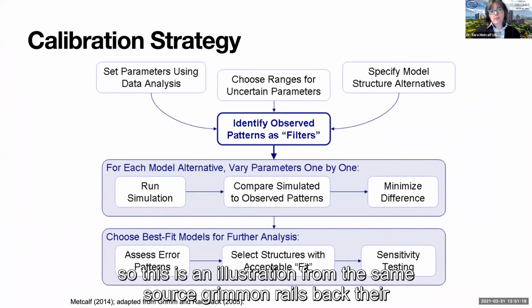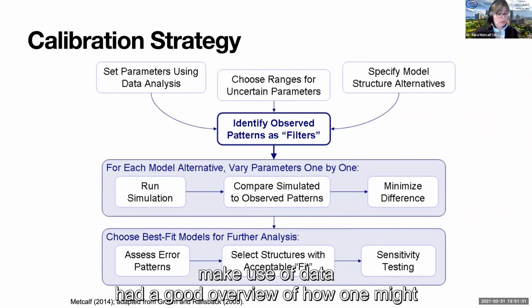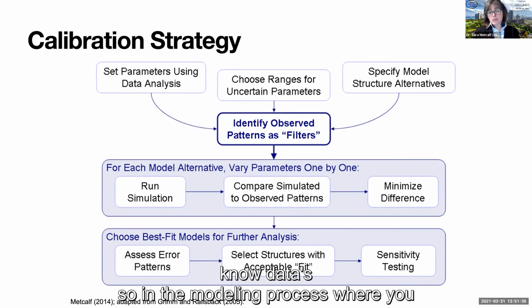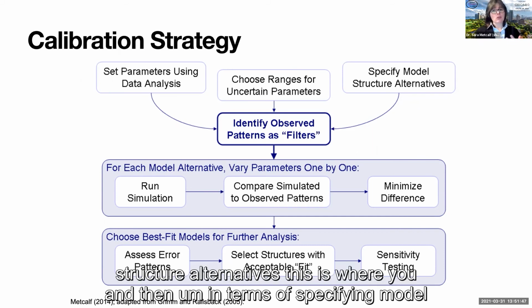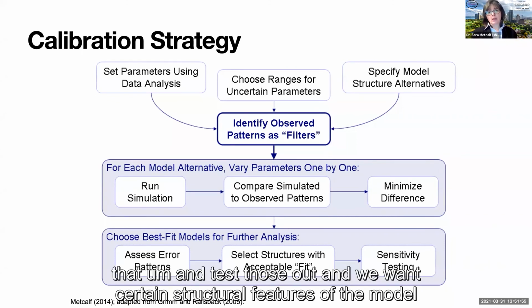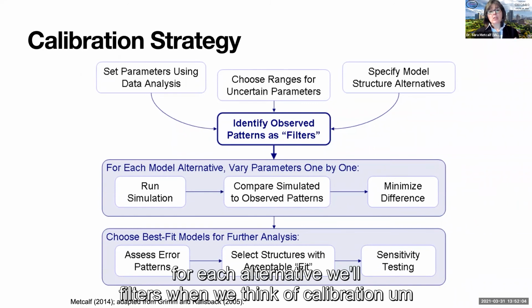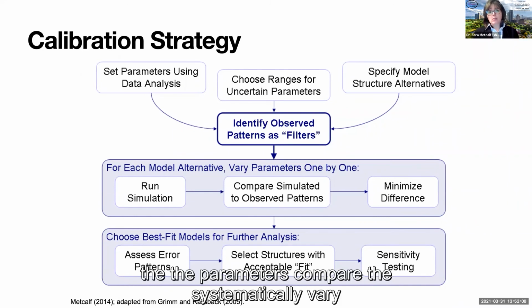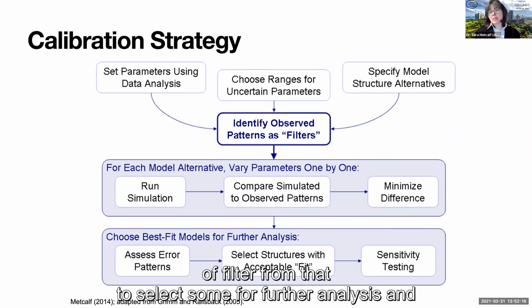So this is an illustration from the same source, Grimm and Railsback, their book Individual-based Modeling and Ecology, which applies to agent-based modeling, had a good overview of how one might make use of data. So in the modeling process, if you know the parameter, you just set it with what you know. If you don't know, you want to identify a range over which to test. And then in terms of specifying model structure alternatives, this is where you might turn on or turn off certain structural features of the model and test those out. And we want to identify some observed patterns in the real world as filters when we think of calibration. For each alternative, we'll systematically vary the parameters, compare the simulation to the observed, and try to minimize that. And then for best fit models, we filter from that to select some for further analysis.